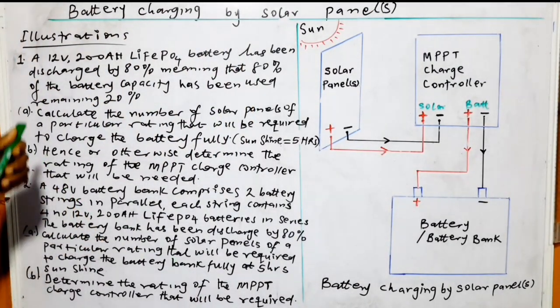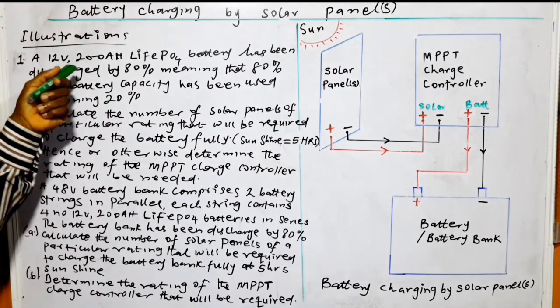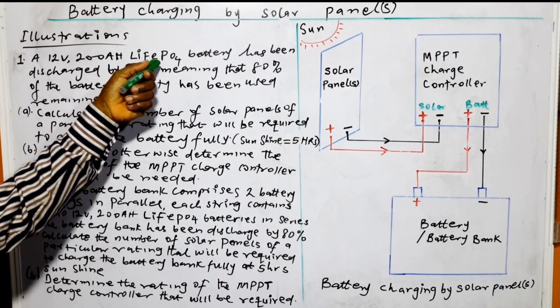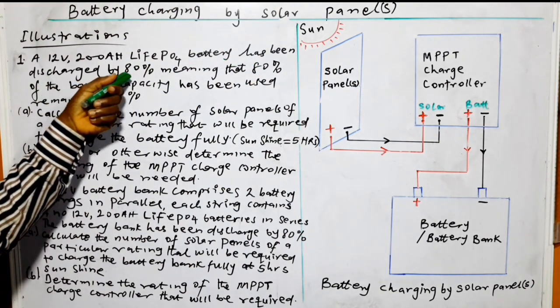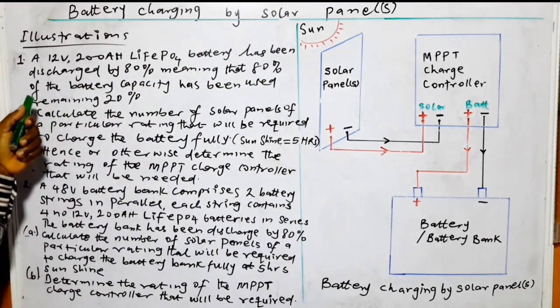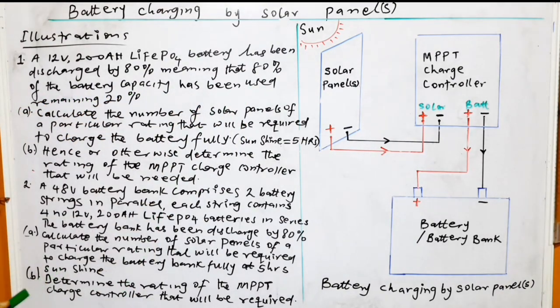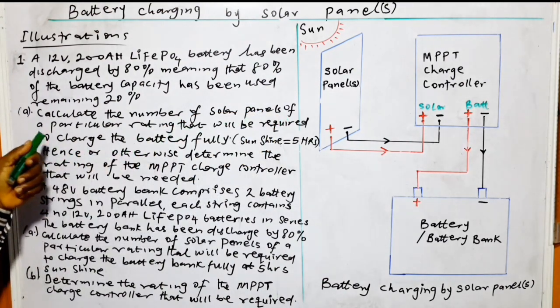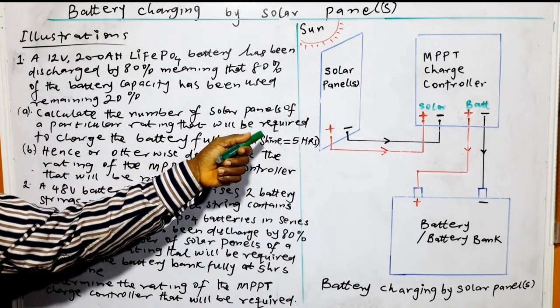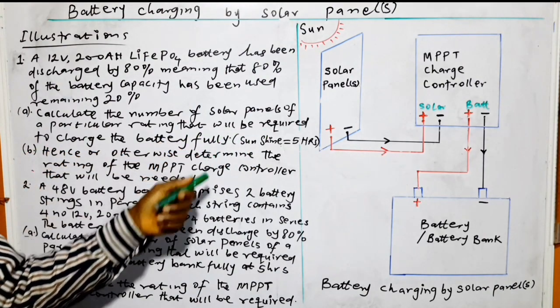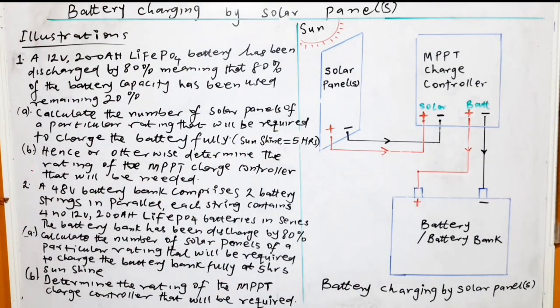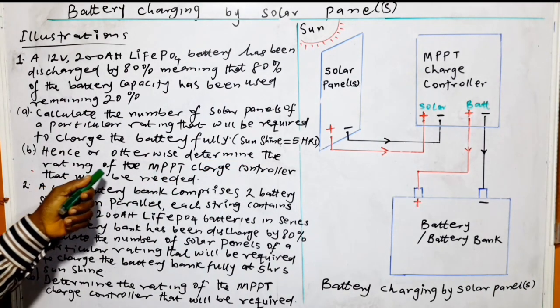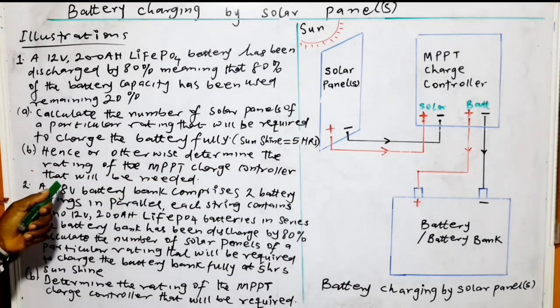Now, the illustrations. Number 1, a 12 volt 200 ampere hour lithium iron phosphate battery has been discharged by 80%, meaning that 80% of the battery capacity has been used, remaining 20%. Now the question is, A, calculate the number of solar panels of a particular rating that will be required to charge the battery fully. Sunshine time is equal to 5 hours. B, hence or otherwise determine the rating of the MPPT solar charge controller that will be needed.